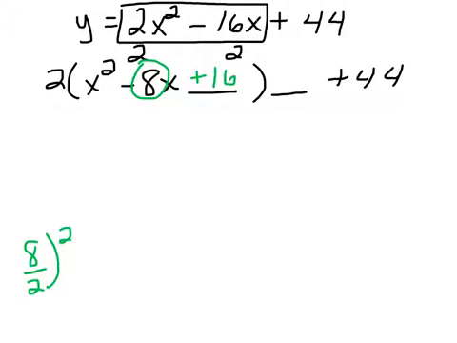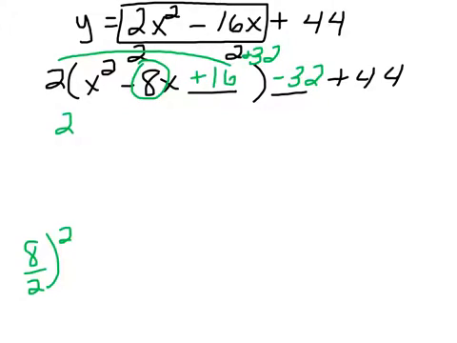But be careful. What did I really add? I have to do 2 times 16, which gives me 32. If I added 32 on the left-hand side, I have to subtract 32 on the right-hand side in order to keep it balanced. Now I can go ahead and factor it.